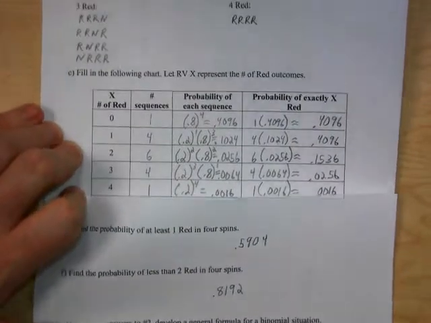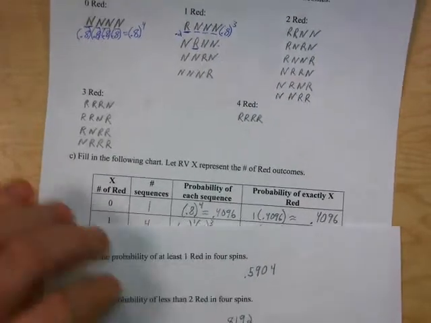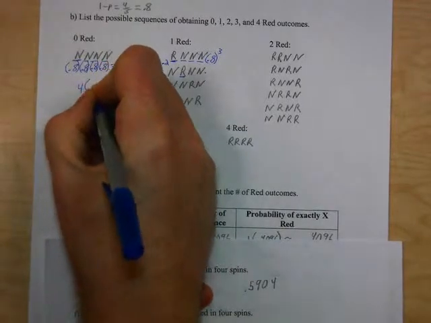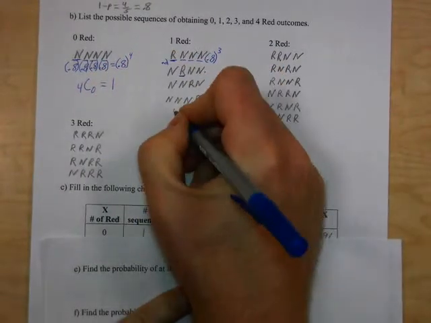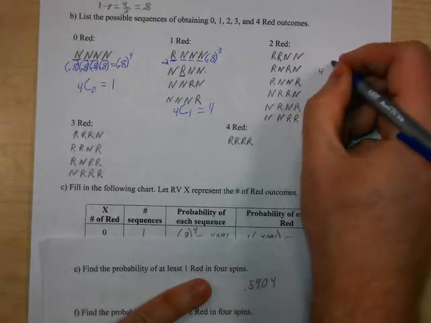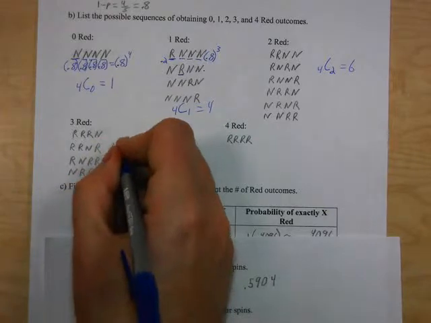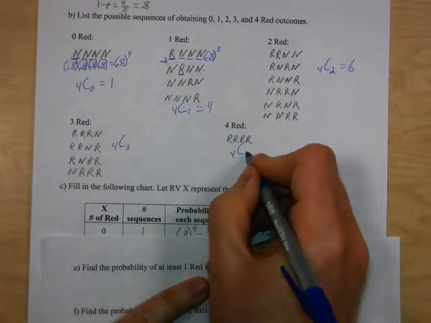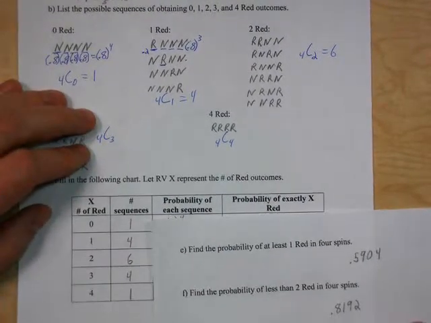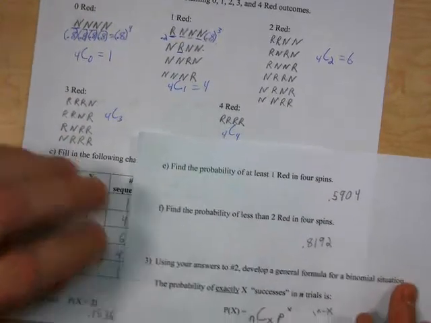So rather than listing them all out like we did up on top there, the quick and easy way to do that is 4C0 for 0 red, 4C1 for 1 red, 4C2 for 2 red, 4C3 for 3 red, and 4C4 for 4 red. And if you do that in your calculator, and I'll show you how to do that in a minute, you will get each of those numbers of sequences for the number of reds. Okay, so moving along here, not trying to take too much time.